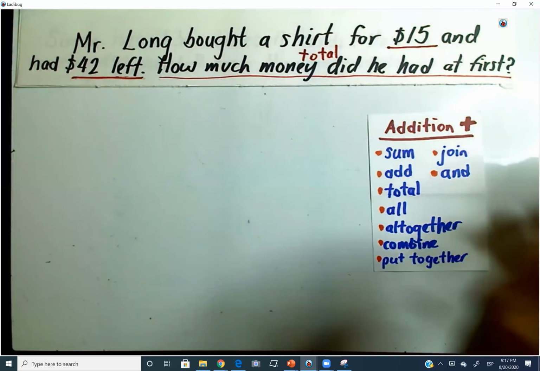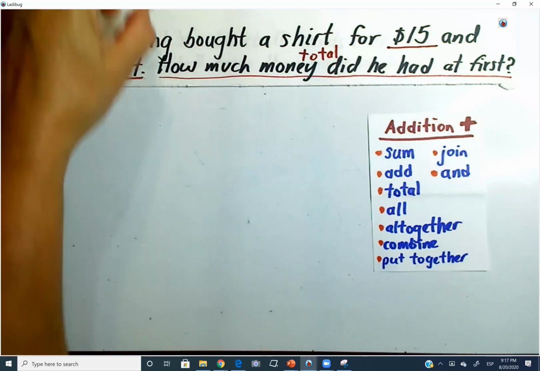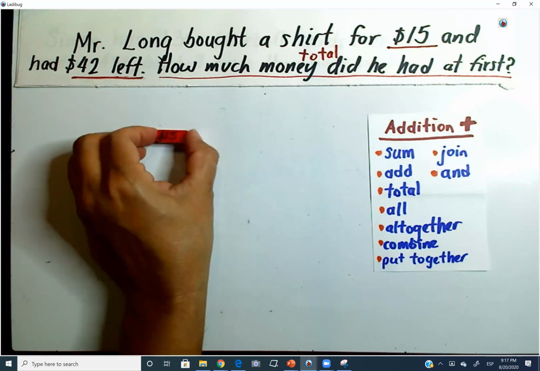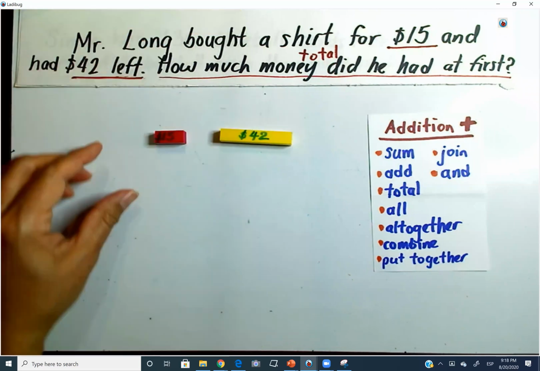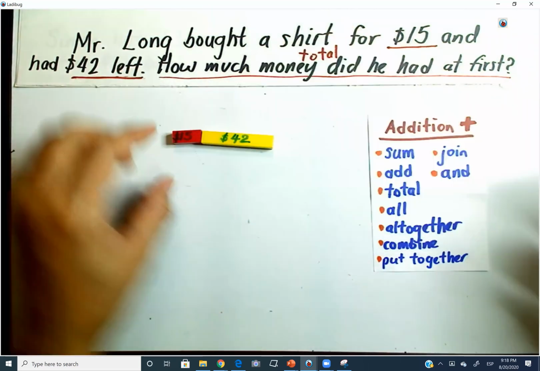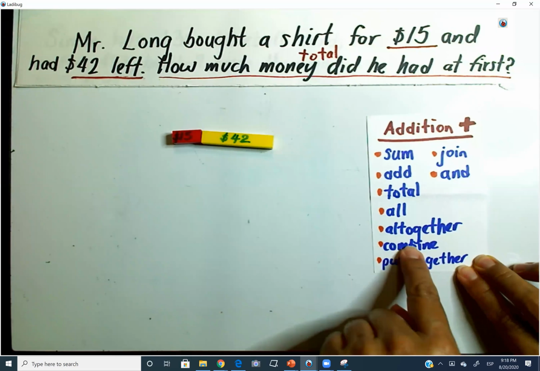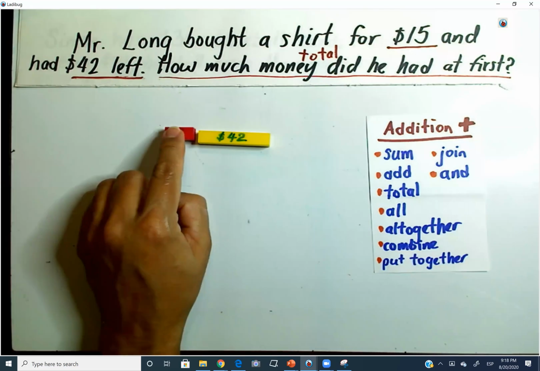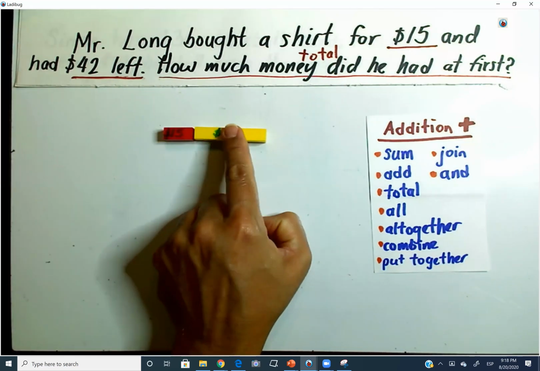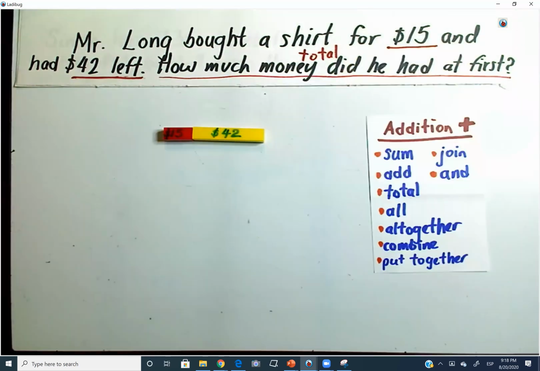Now, I'm going to represent that with a bar model. So this is going to be the value of the shirt, $15. And then he's going to have $42 left. Now, because I'm putting them together, I'm combining, I know that this problem is going to be addition. So the question says that the shirt was $15 and he has $42 left. And they want to know how much money he had at first before spending this $15. So that means I have to put this together.